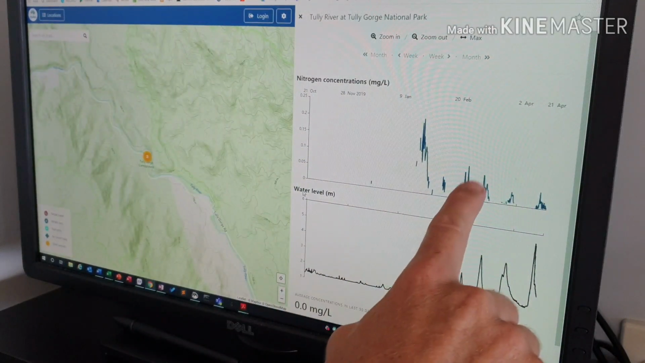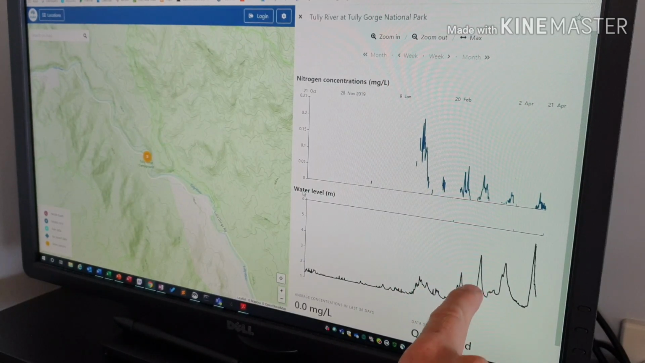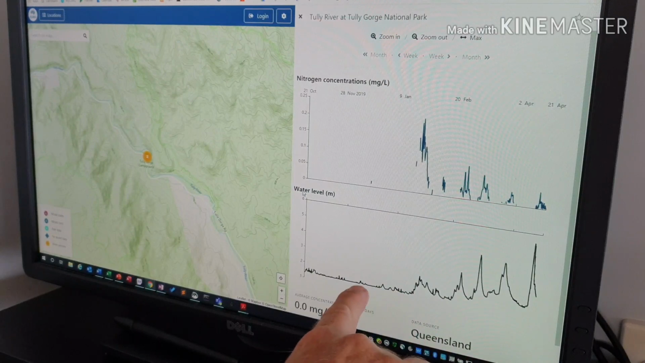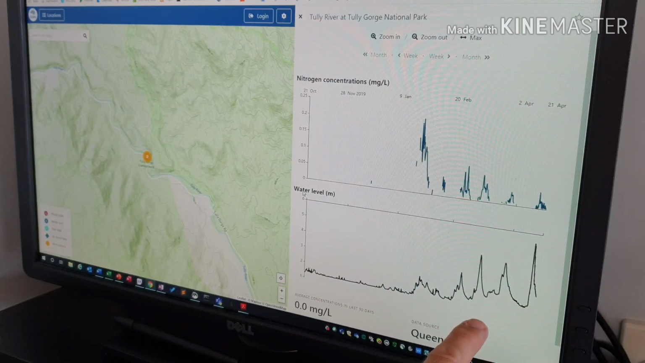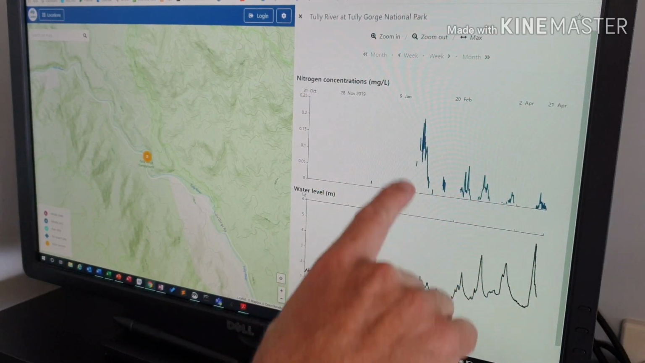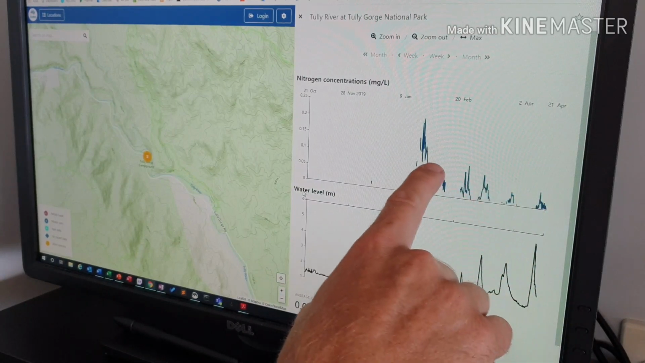But we can see these peaks, and we can see that they coincide with these river height peaks. Now, this site is definitely not tidal, so we don't have to worry about any tidal influence in this data here. And the river height data accurately reflects when it's been raining upstream of this particular site. We can see that these spikes coincide with those river height spikes, and we can see what values they get to.